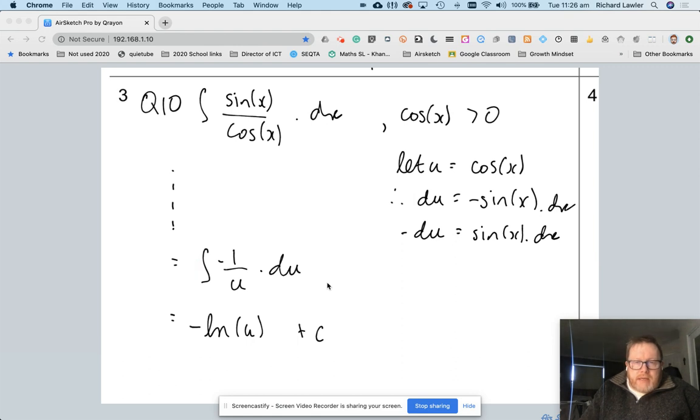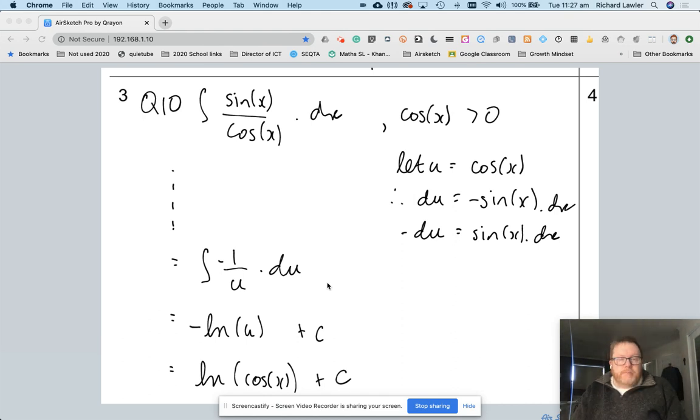Okay, so it's just a negative ln u plus c, which is then equal to, it's going to look a bit weird, but it's okay. Ln, now u is cos of x, so it's negative ln cos of x plus c, and then we're done. Okay, next one's a bit trickier.